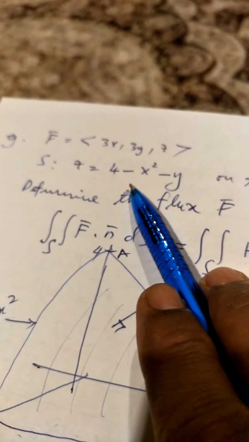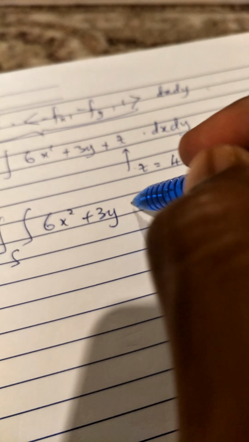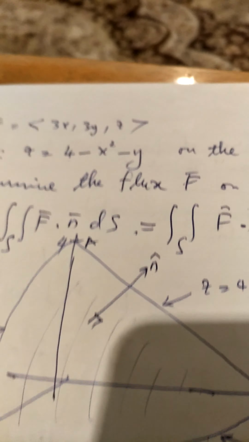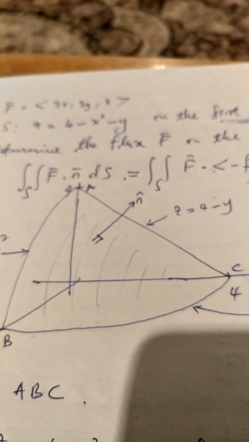So what happened to this z? Look at our surface, z is given as 4 minus x squared minus y. Therefore this is equal to the integral over S of 6x squared plus 3y plus 4 minus x squared minus y, dx dy or dy dx. It depends on how we choose the limits of integration. If you look at this surface, now we want to choose the limits of integration.